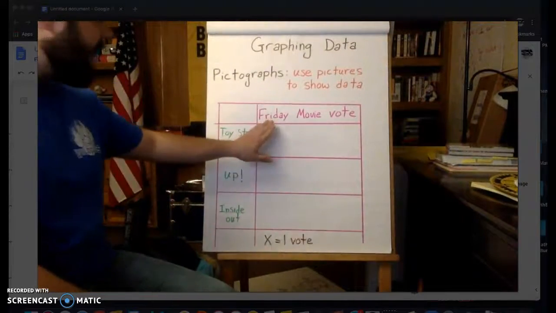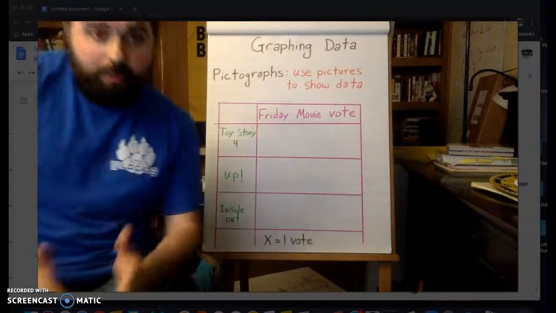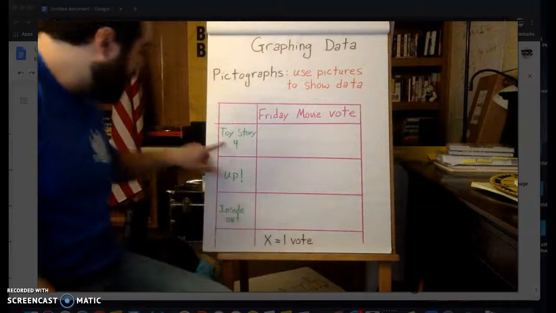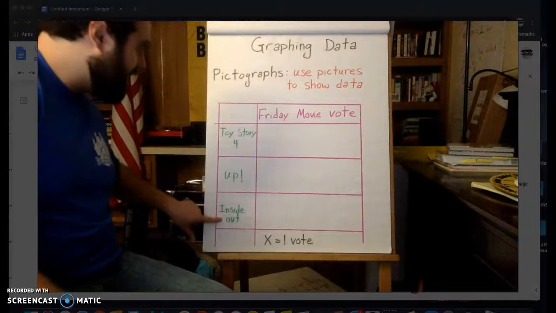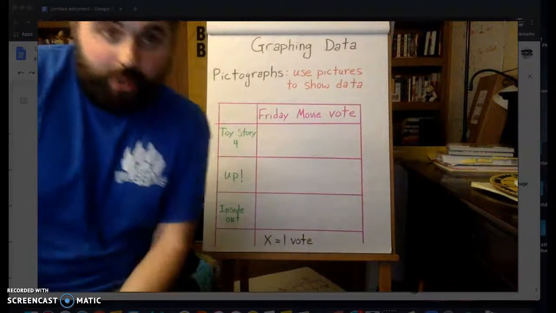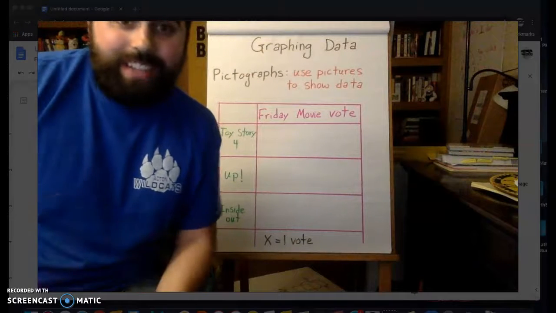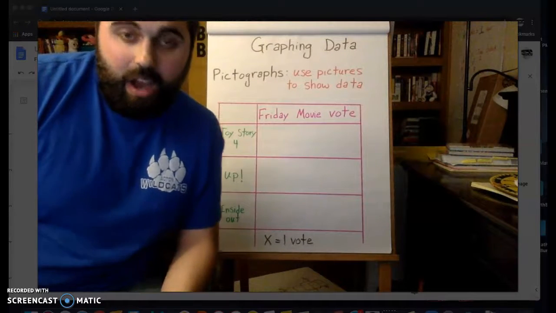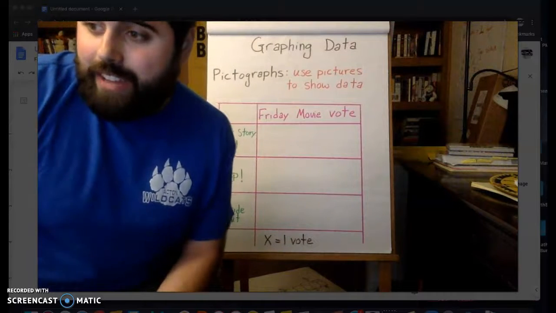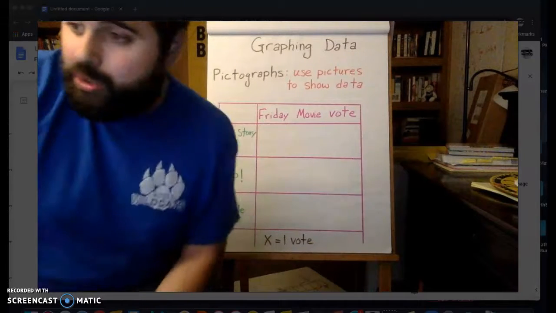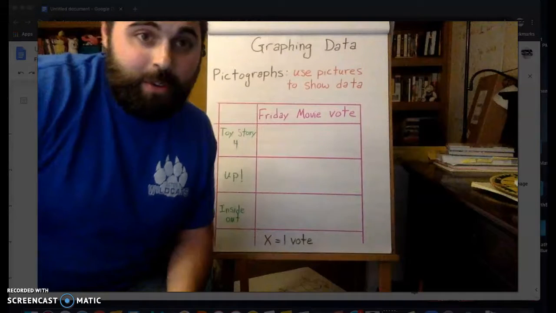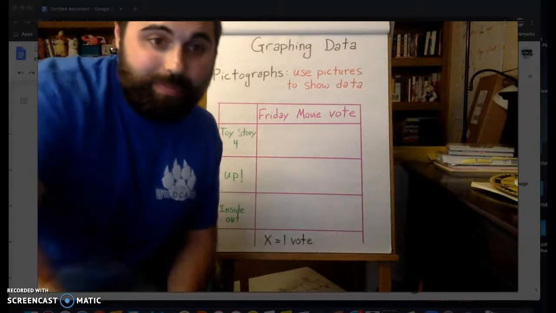And we recently had a Friday movie, and we did this with a vote, right? We all voted on our top three, which were Toy Story 4, Up, and Inside Out. So this is going to be our visual that's going to show all of the data that we have collected. All right, so I'm looking back at Google Classroom, and I can see that 5 people voted for Toy Story 4, 7 people voted for Up, and 5 people voted for Inside Out.